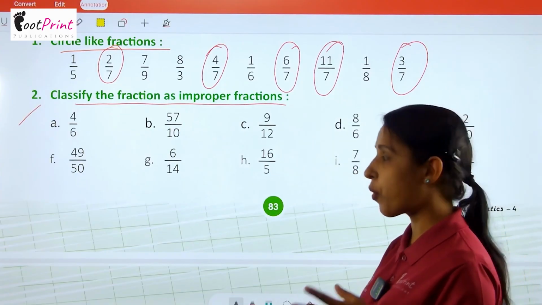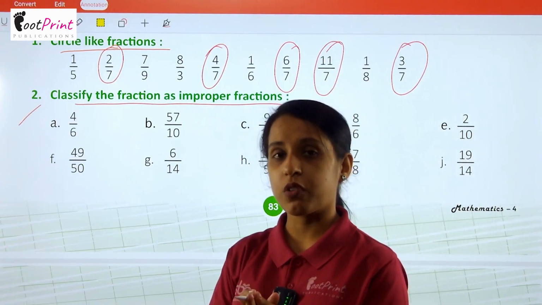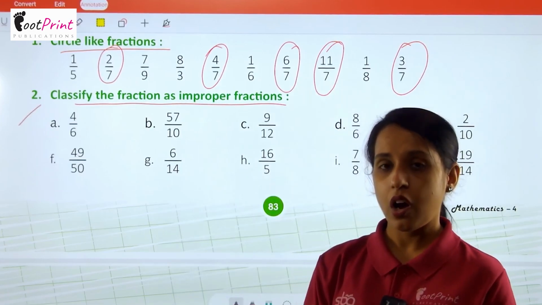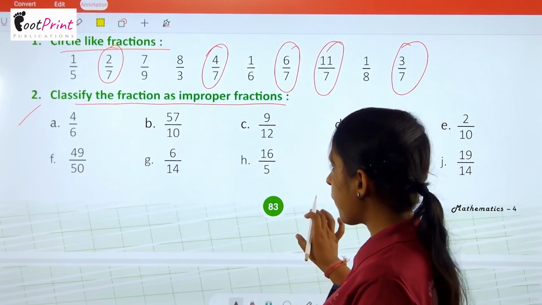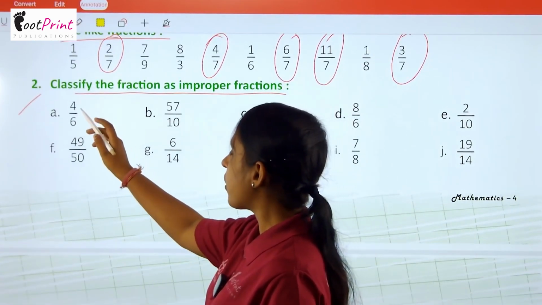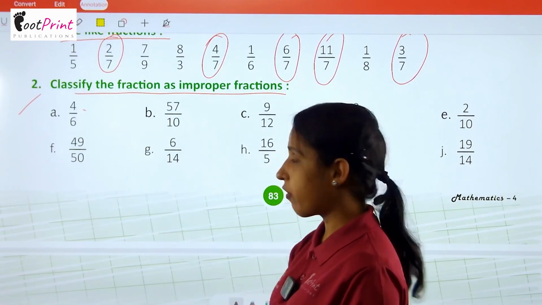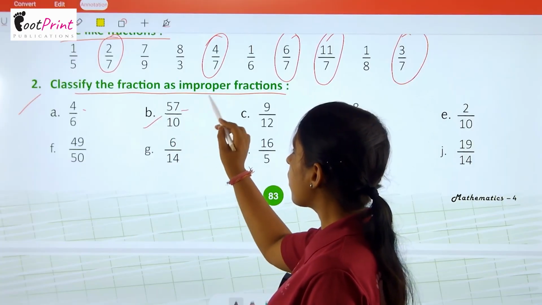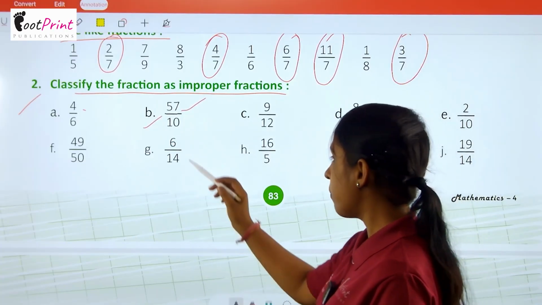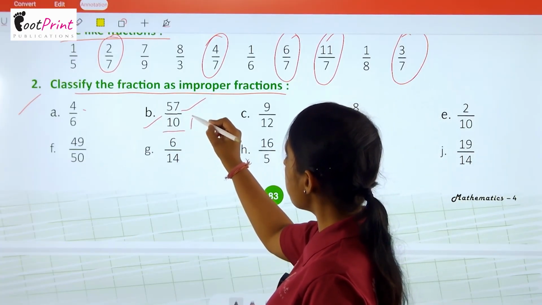And what is an improper fraction? Improper fraction कौन से होते हैं, जिसका numerator बड़ा होगा और denominator छोटा होगा, ठीक है. So let's find. Here numerator is smaller than denominator, it is not an improper fraction. Now this one, here numerator is greater than denominator, it means it is an improper fraction.